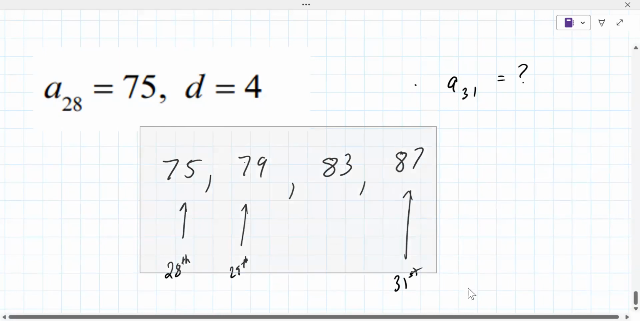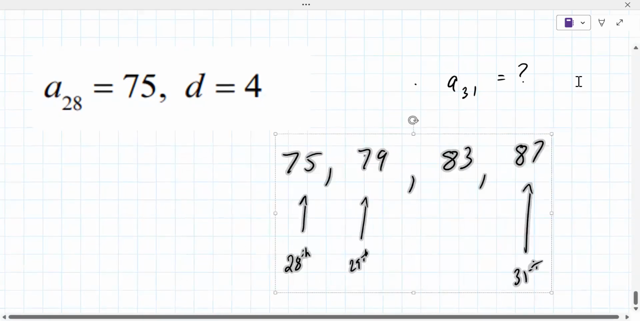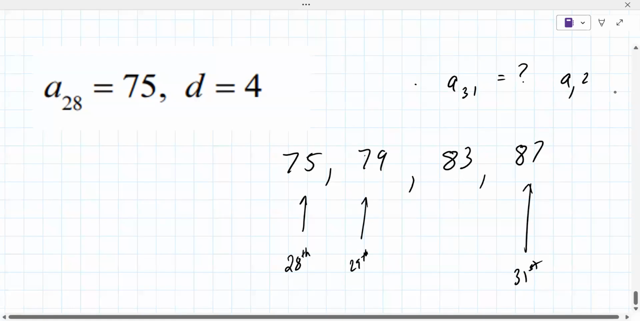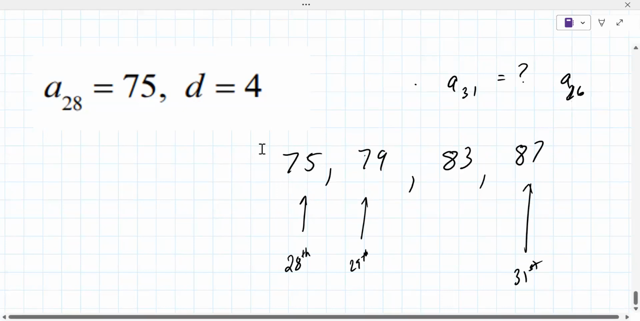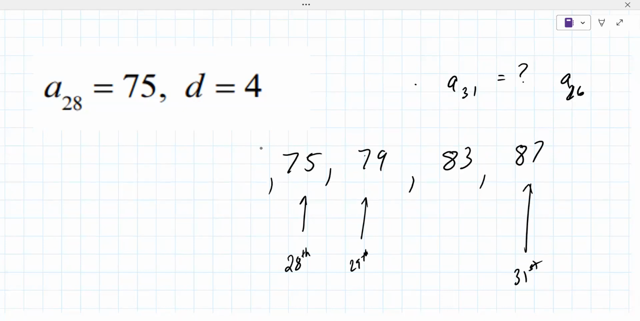Now, this is the harder direction to go. What if I also wanted the 26th term? So I'd have to just keep subtracting. You have to go the other direction now, which is a little bit weird, but it is doable. So the 27th would be 71, right? Okay. And then the 26th would be 67. There you go. Good.